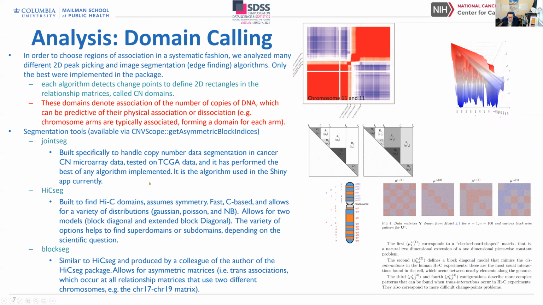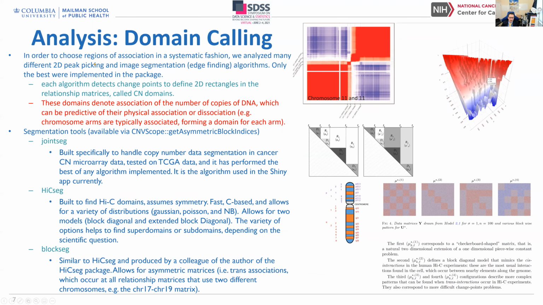We use several segmentation algorithms. We tried image segmentation and many different types, but ultimately we found that three algorithms work the best. We include Hi-C-Seg and BlockSeg, of which Hi-C-Seg is best for symmetric chromosomes, like chromosome 11 and 11. BlockSeg is great for asymmetric chromosomal pairs, so chromosome 1 and 2, for instance, or chromosome 17 and 19.